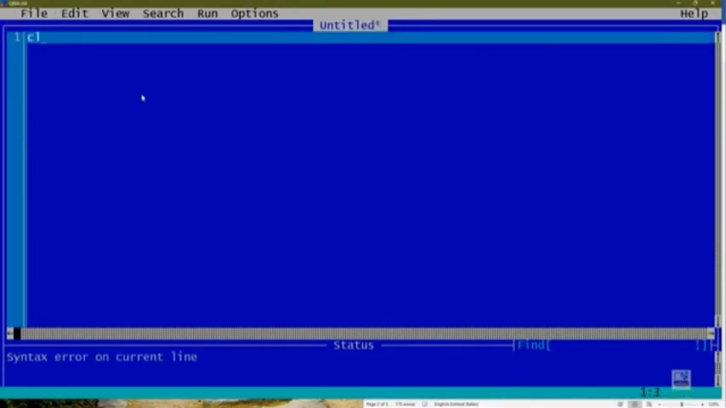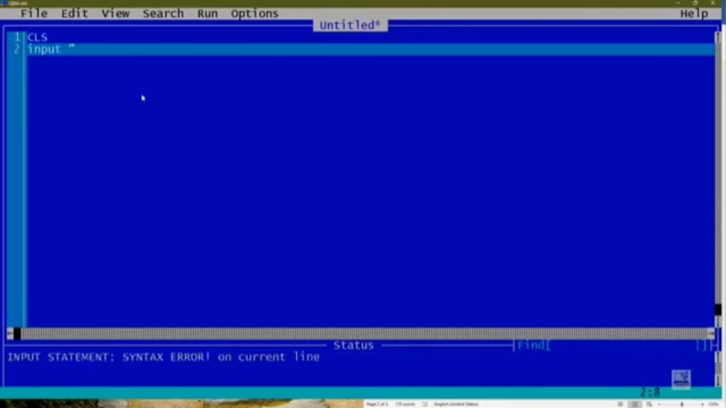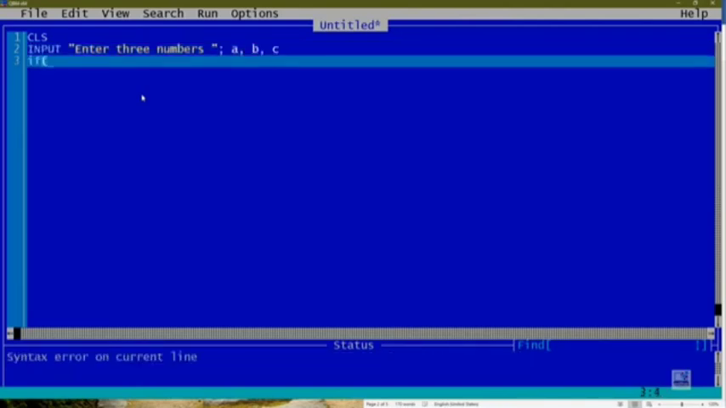Let's begin. CLS, input, "enter three numbers", let's take A, B, C. First condition, if A is less than B, and we have to use AND condition, because if you want to conclude that A is smallest, then A should be less than B and A should be less than C at the same time. So we cannot use OR operator, we have to use AND operator, because both of the conditions should be correct at the same time.